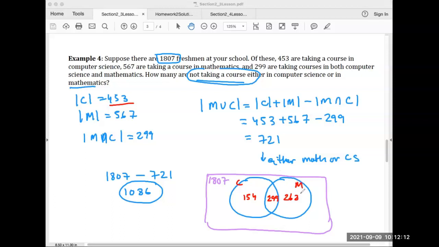All the people in math together should add up to 567, but 268 are math majors who are not computer science majors. So the union of these circles, if you add them up, gives you 721 in here. Outside the circles are all those other people who are not computer science or math majors. So that's 1,086.